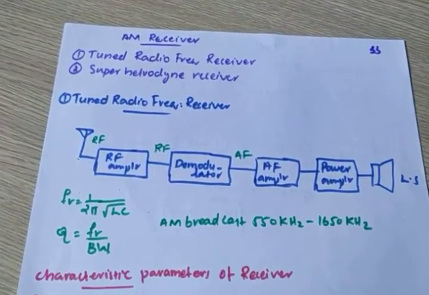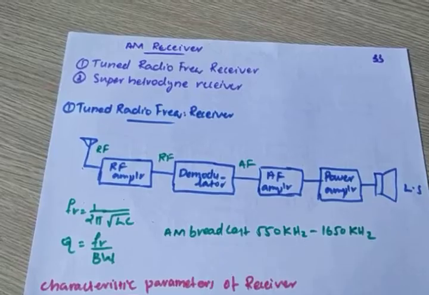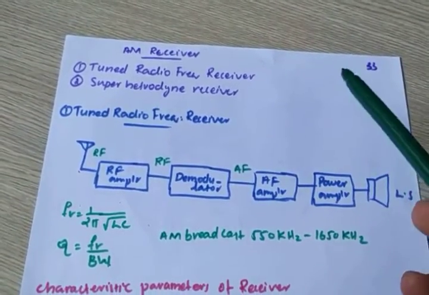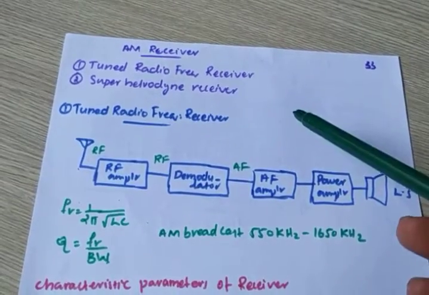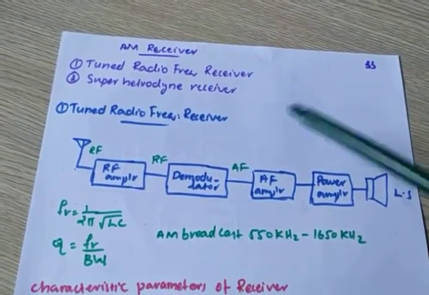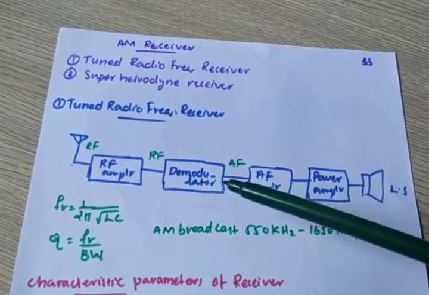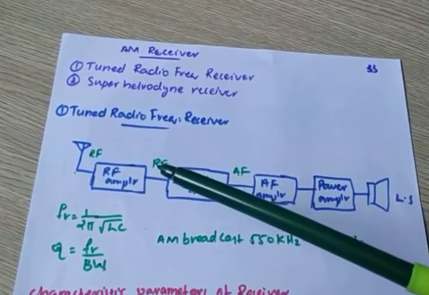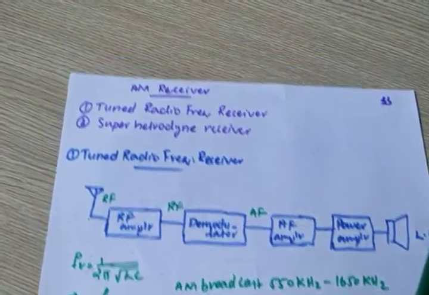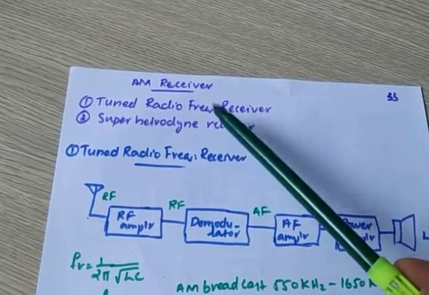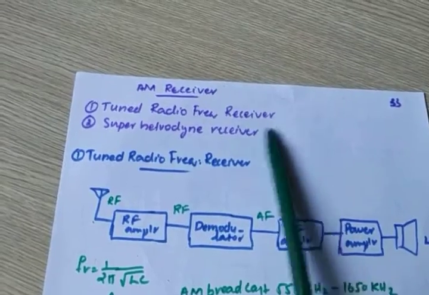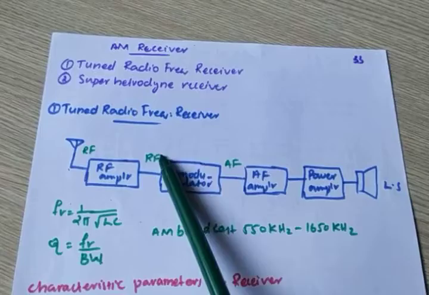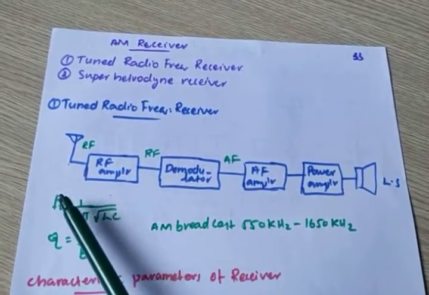So welcome. In this lecture I will discuss about the AM receiver. In the fifth module, you have to study the AM receiver and FM receiver, tuned radio frequency receiver and superheterodyne receiver. So AM receivers are mainly of two categories: tuned radio frequency receiver and superheterodyne receiver. First I need to discuss the tuned radio frequency receiver.